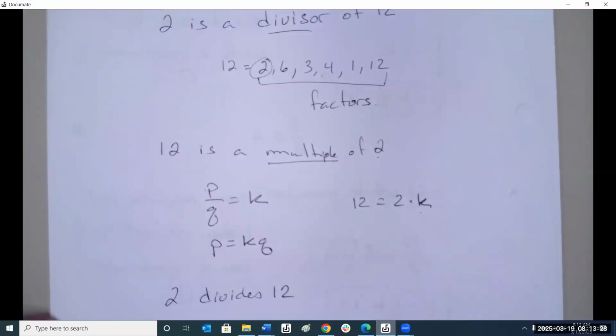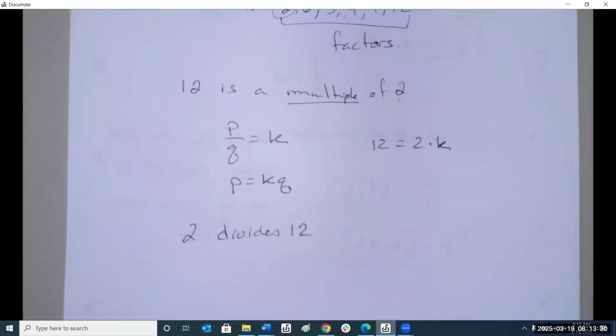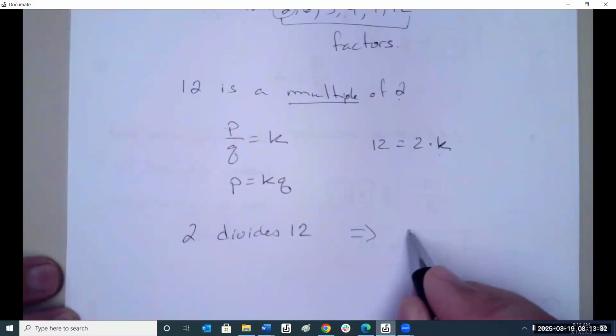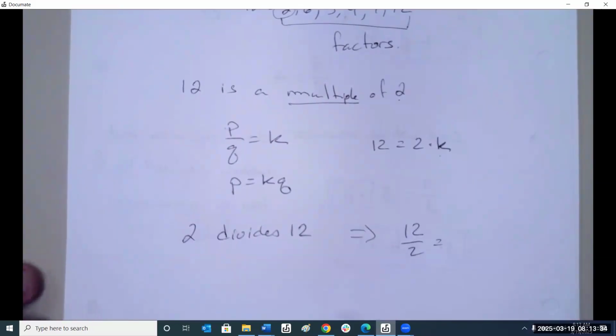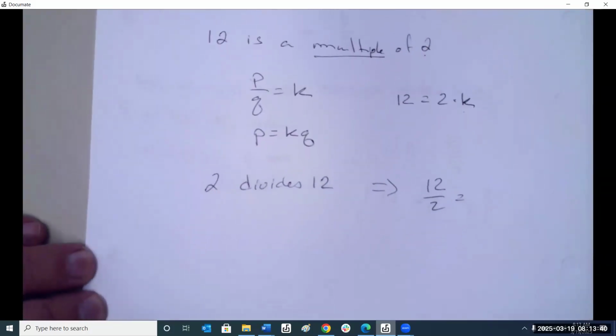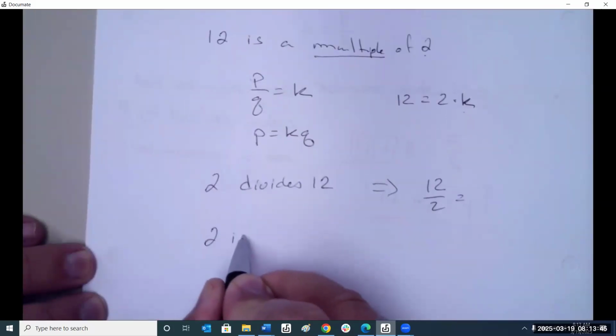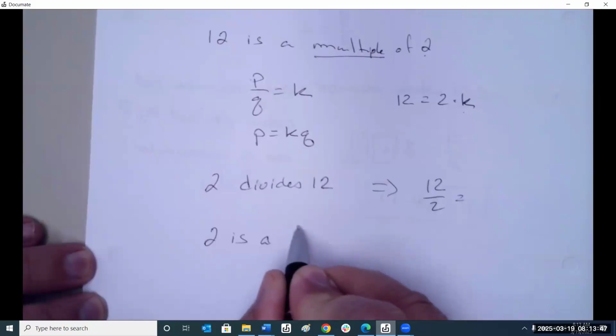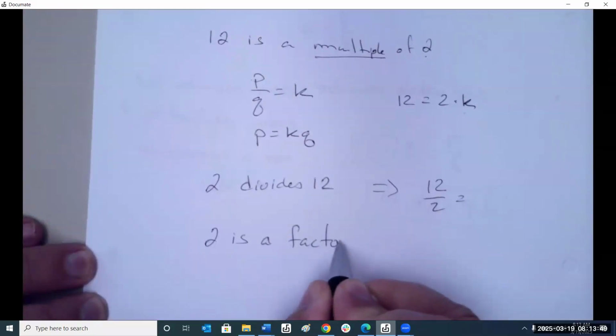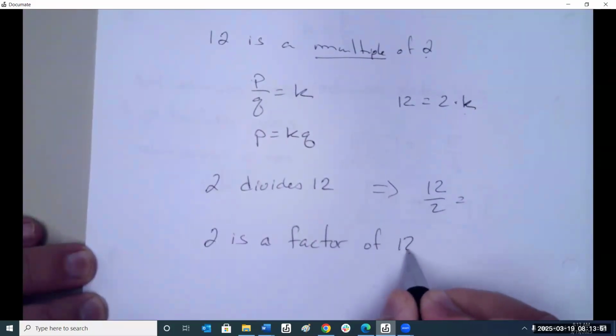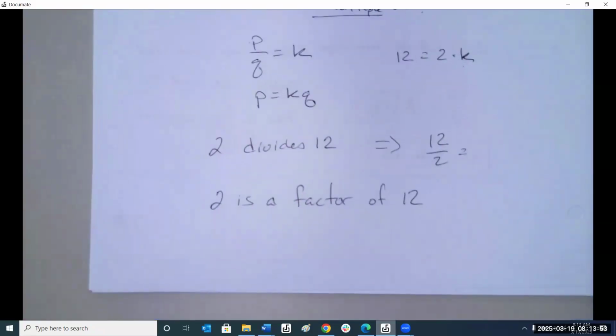2 divides 12. That's obvious. This implies that 12 divided by 2 gives us a number with no decimals, with no remainder. And then lastly, which we're going to talk about more, 2 is a factor of 12.